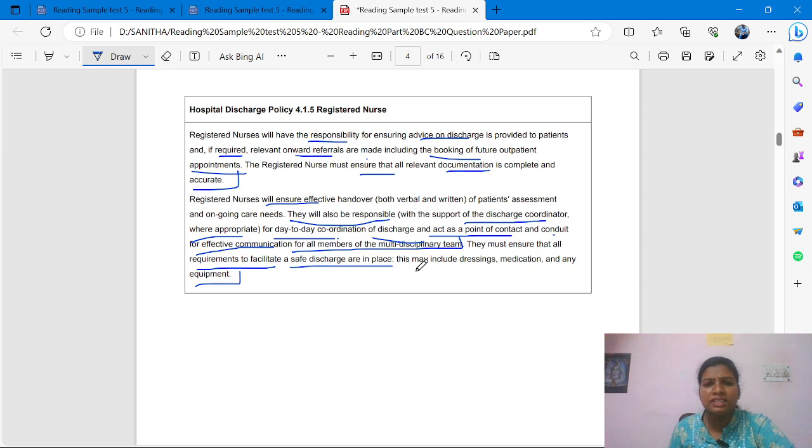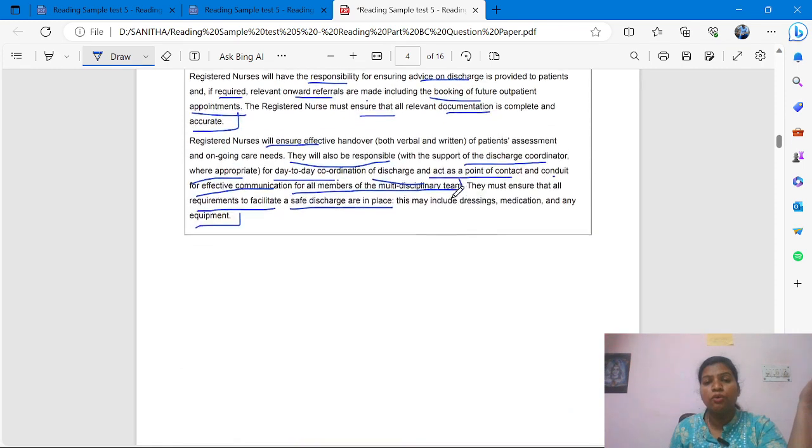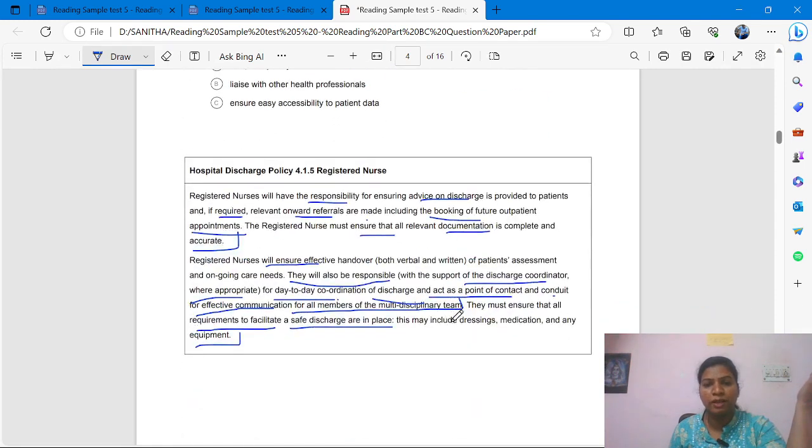Last sentence is saying something like that. But what is the option? Check the clarity of aftercare instead. The nurse, that is the registered nurse, must check the clarity of who will be responsible for the first option.